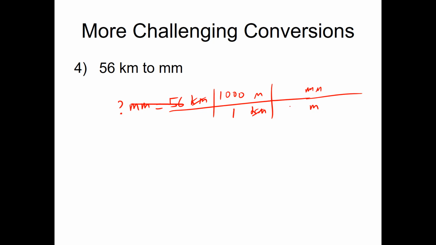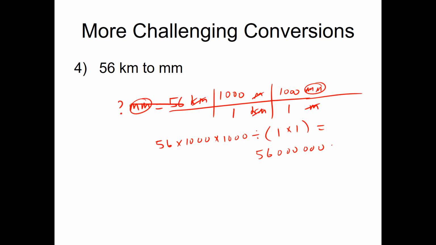And at that point in time, we have 1 meter is 1,000 millimeters. Cross out meters, and apologize for all this mess, but at that point in time, we are now ready to multiply and get our answer. 56 times 1,000 times 1,000 divided by 1 times 1. Once again, you wouldn't do that, but it's good when you have anything on the bottom, you want to put in parentheses so you keep it all together. And here we get 56,000,000 millimeters as our answer.